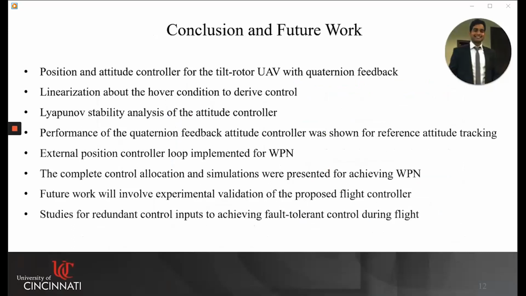To conclude, we presented the complete control of a tilt-rotor UAV using quaternion state feedback. The derivation and Lyapunov stability analysis of the attitude controller was shown. The position control loop was implemented to facilitate waypoint navigation. The results were shown via numerical simulations, and the future work will involve experimental validation of the proposed flight control system.